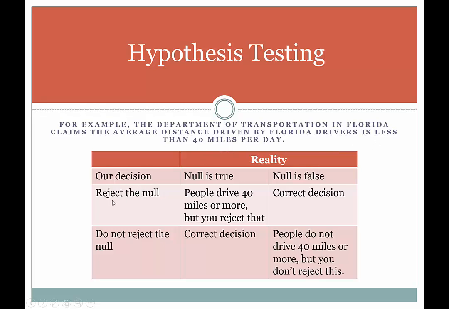So our decision to reject the null, in this case where the null is true, it would mean that people actually drive 40 miles or more each day, but you came along and you rejected that statement, right? That would be the type 1 error, right?